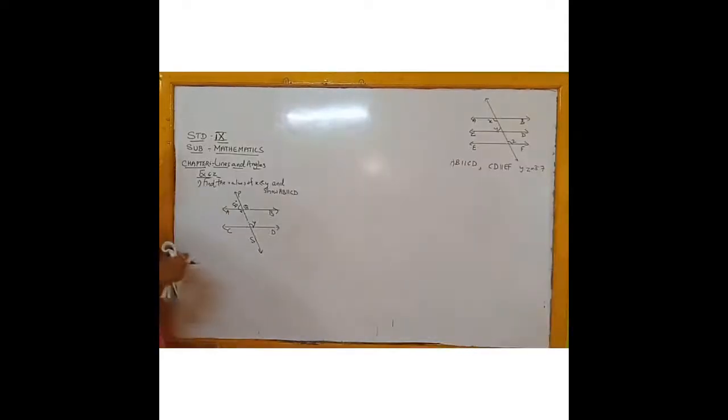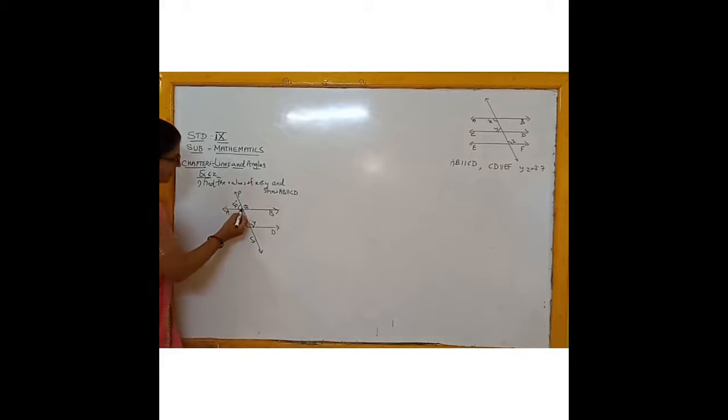Now we start with exercise 6.2, first question. What is given in the first question? In this given figure, find the values of x and y and show that AB is parallel to CD. What is given? Measure of angle PQA is given. PQA is 50. x and y are given. First we have to find out the values of x and y and show that AB is parallel to CD.